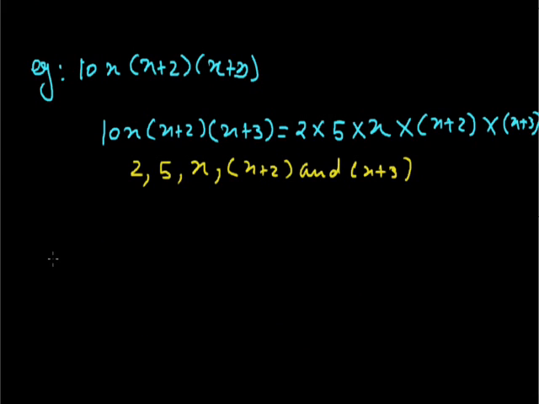So we can say when we factorize an algebraic expression, we can write it as the product of numbers, algebraic variables or algebraic expressions. Here we can see that 10x (x plus 2) (x plus 3) is written as the product of numbers, that is 2, 5, an algebraic variable, that is x, and algebraic expressions (x plus 2) and (x plus 3). The first method of factorization which we are going to study is the method of common factor.